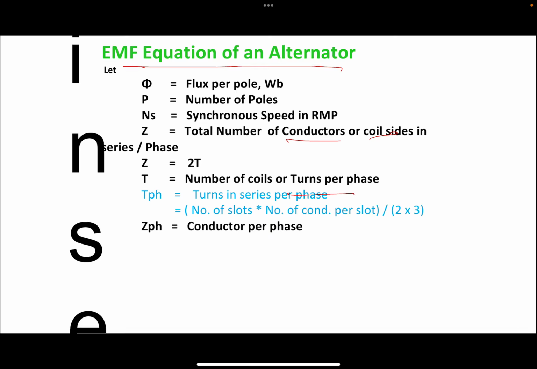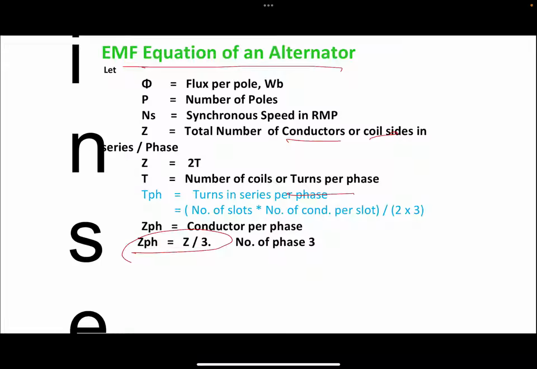Okay, so here you can see this Z phase. How many phases do we have here? R phase, Y phase and B phase. We have 3 phases here. If I want to consider in terms of phase, I have to divide it by 3 here.